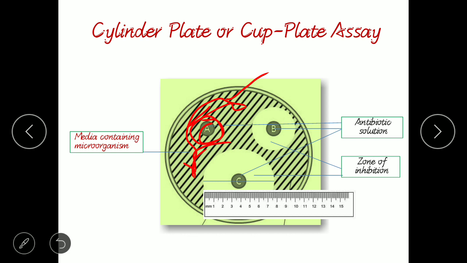You put the antibiotic solution inside the hole that is created in the agar. Diffusion means the drug or the antibiotic will be diffused across this agar medium. As it gets diffused across, if the antibiotic has a strong potential against the microorganism which is already present in the agar, it will not allow the microbe to grow.